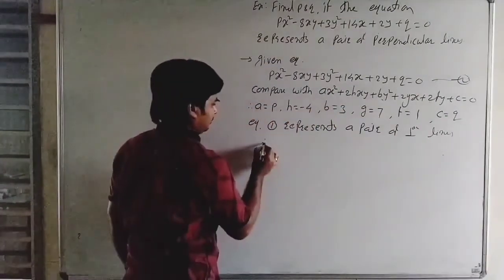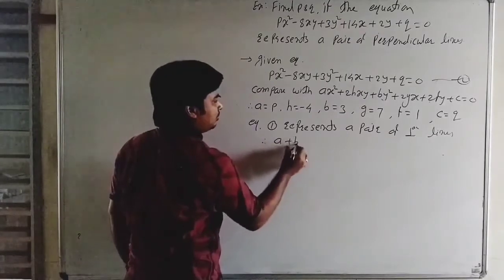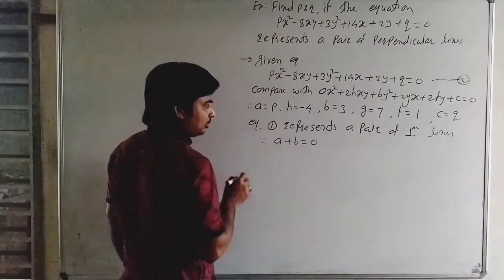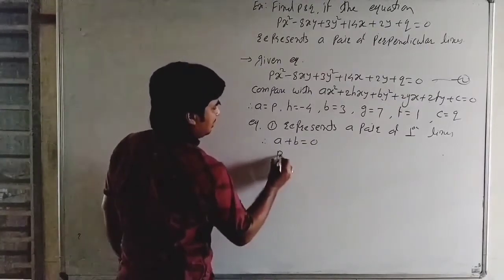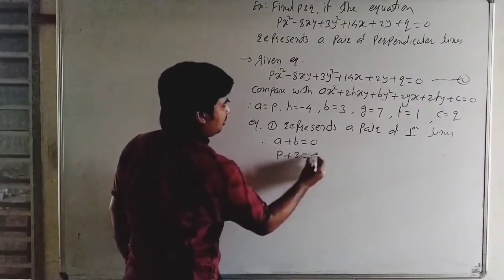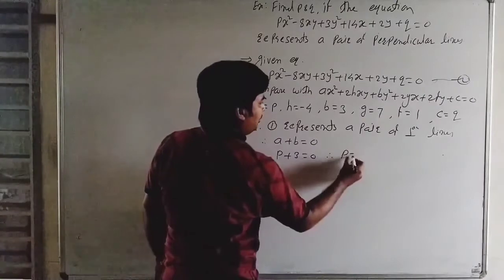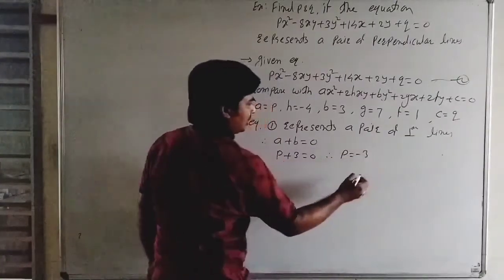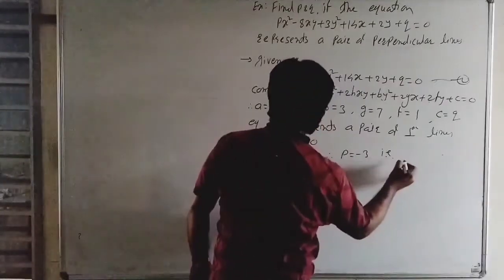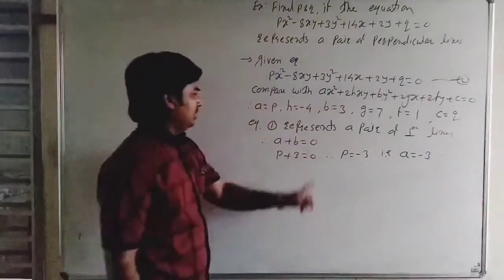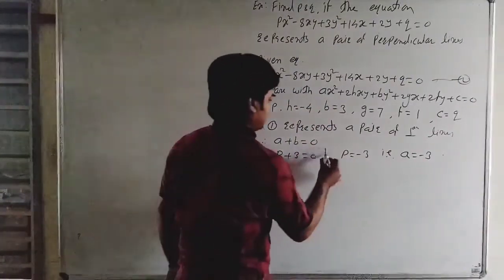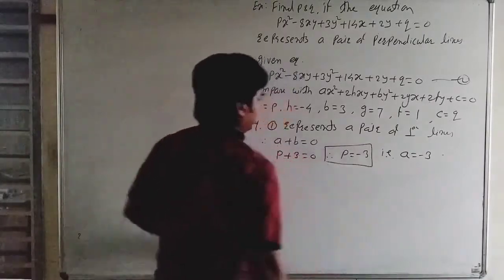Therefore, a plus b is equal to 0. It is the condition for perpendicular lines. Then a plus b, that is p plus 3 is equal to 0. Therefore, p is equal to minus 3, that is a is equal to minus 3. Okay. Here the value of p is one answer. p is equal to minus 3.